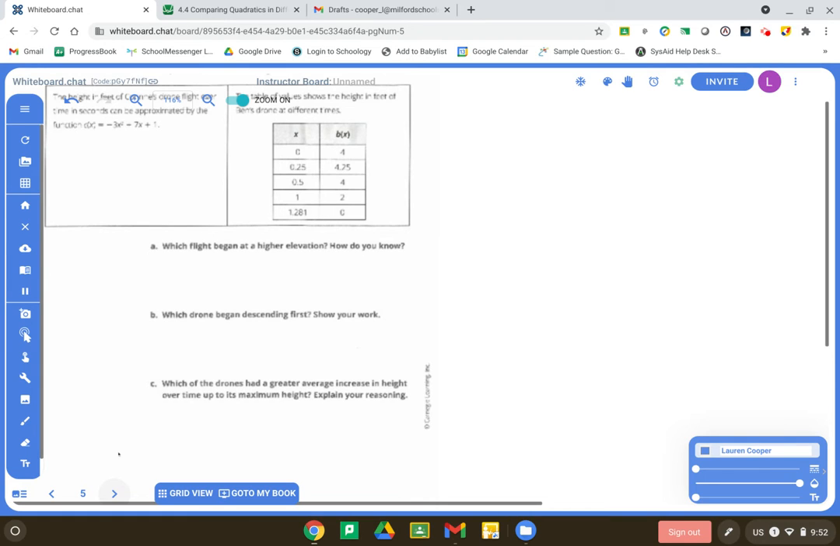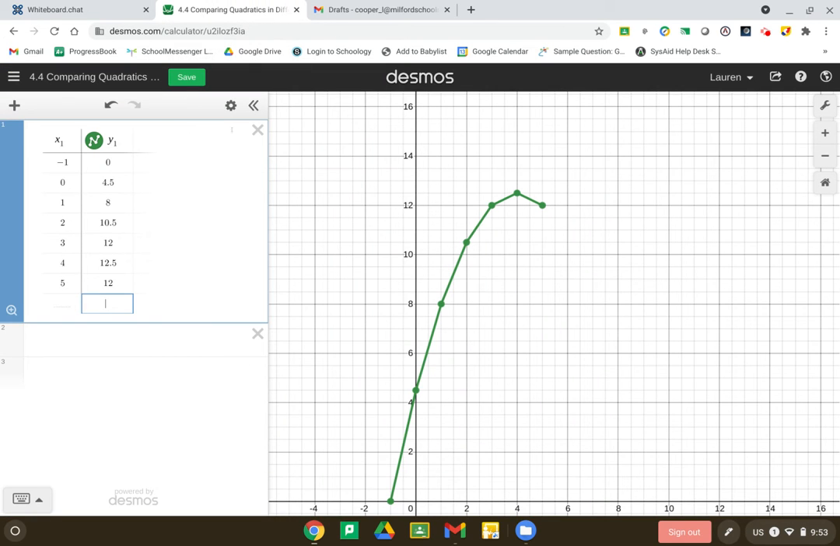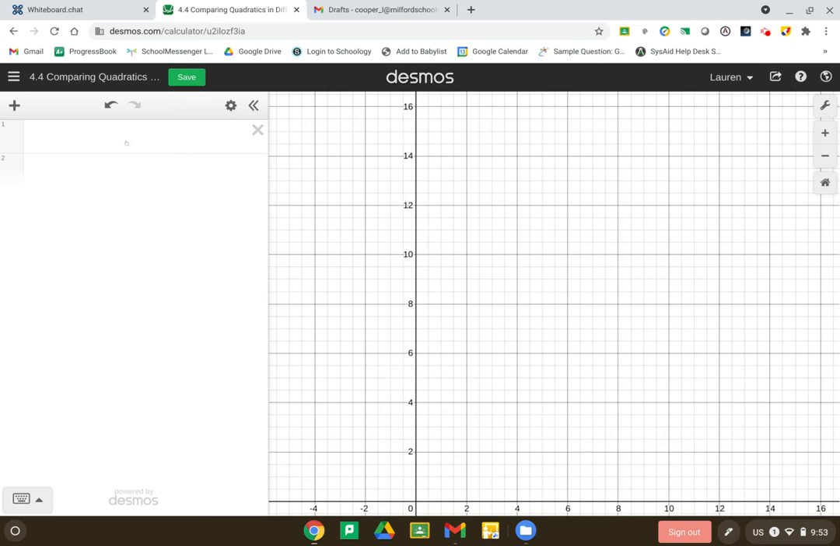So what I'm going to do here is I'm going to type both of these in and compare them that way. So I'm going to get rid of this table and I'm going to add Corinne's function, which is c of x equals negative 3x squared plus 7x plus 1. Okay, so Corinne's will be red. And then I'm going to go ahead and add Ben's table in here.